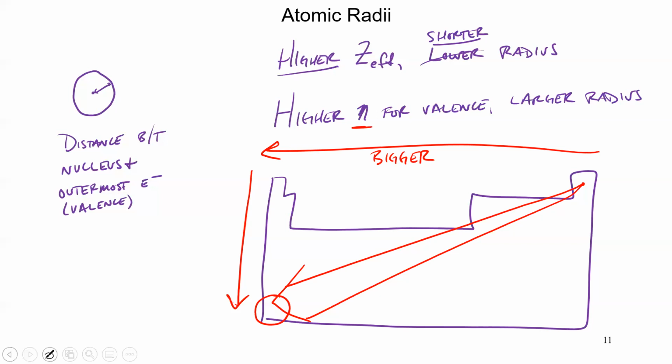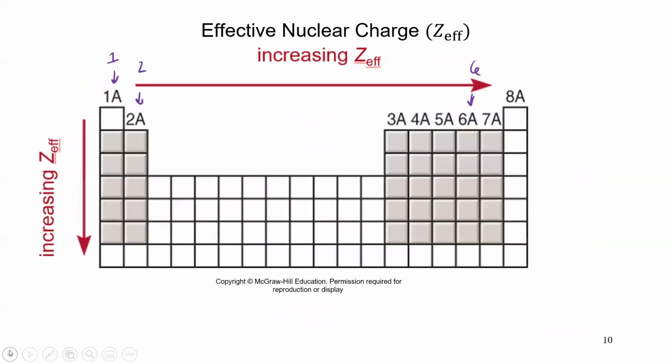So does that mean that the Z effective does the same thing, like increases from right to left? So because with a higher Z effective, we actually have a shorter radius. And so Z effective, if we back up a slide, Z effective increases in the opposite direction. Okay, okay. But as Z effective gets bigger, it holds those electrons better, and so the radius gets smaller.